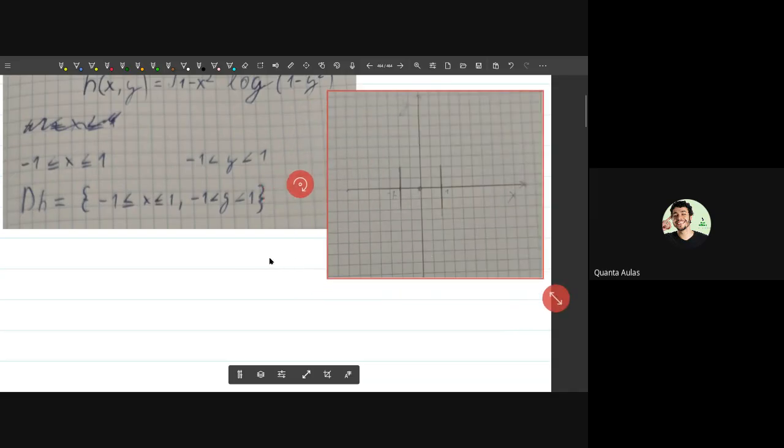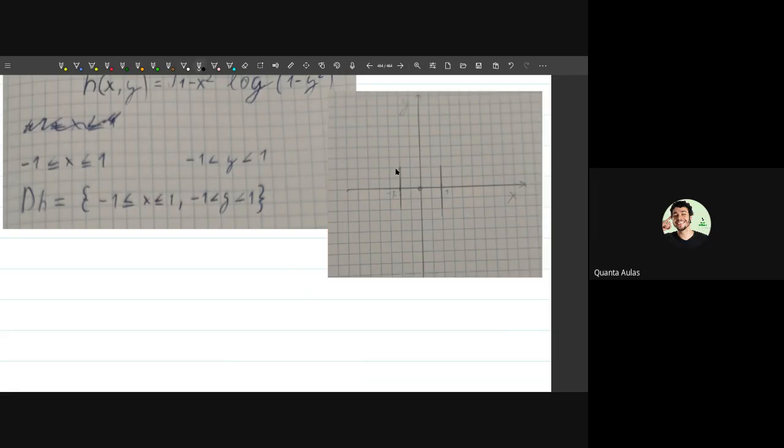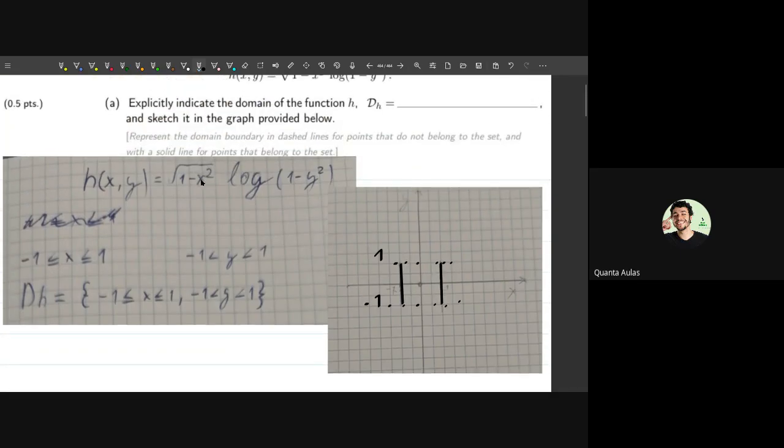Yeah, cool. But you need to put this here, okay? Like here is 1 and here -1, okay? But here are points, because we cannot put the value equal to 1 or -1. Here you can, because in square root we don't have problems with 0, but in log we have.